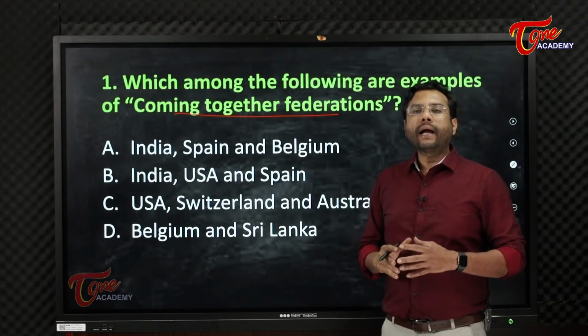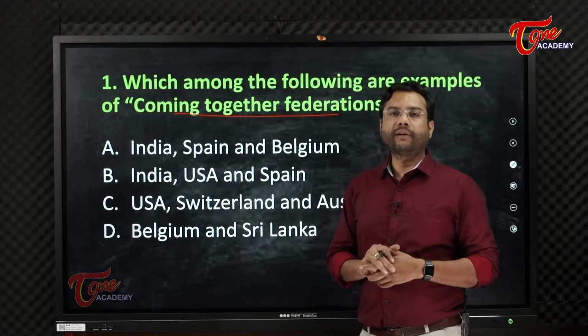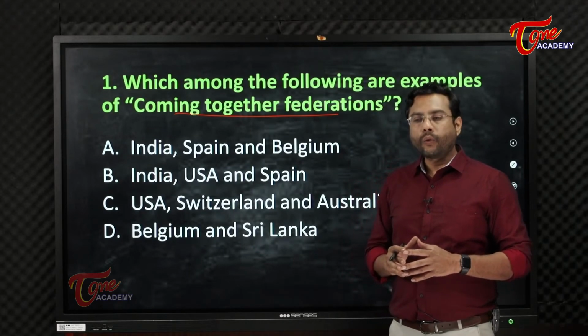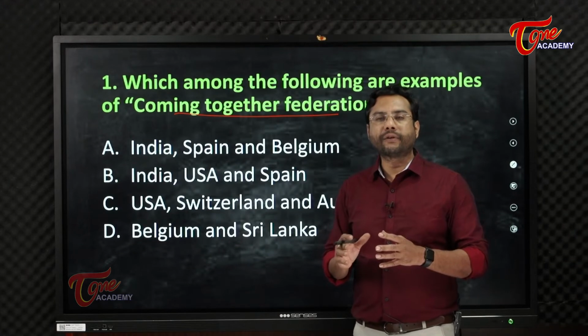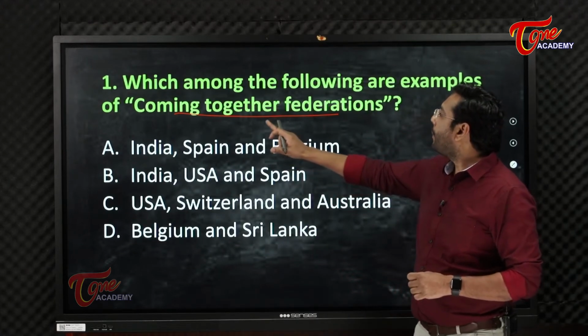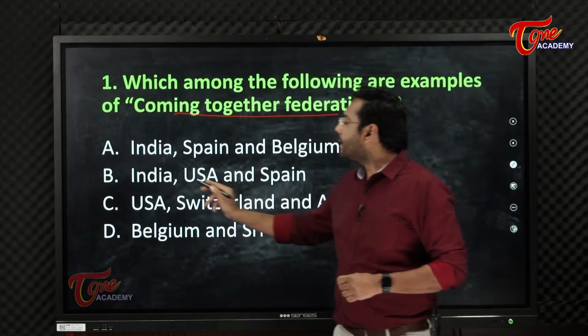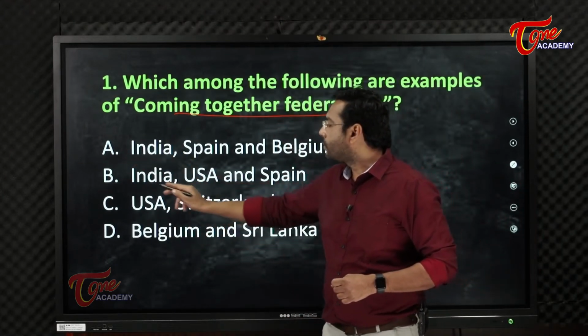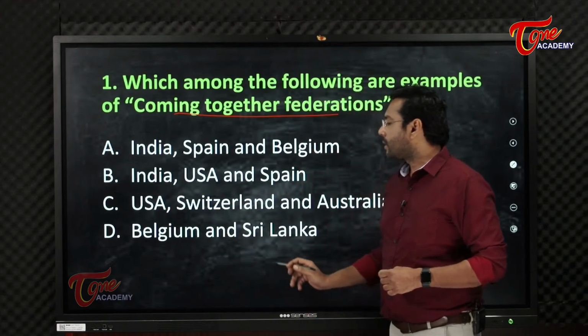In India, we have a holding together federalism. The small states are not formed by agreement. So we have divided the states for our convenience and we have held it together. So here, coming together federalism, India is a holding together federalism. So this will not be the answer. Again, this will not be the answer. We have an answer here.